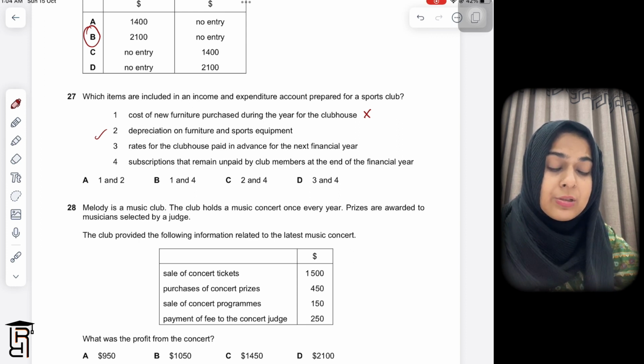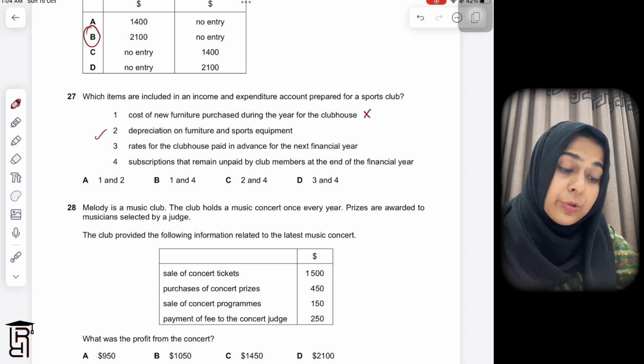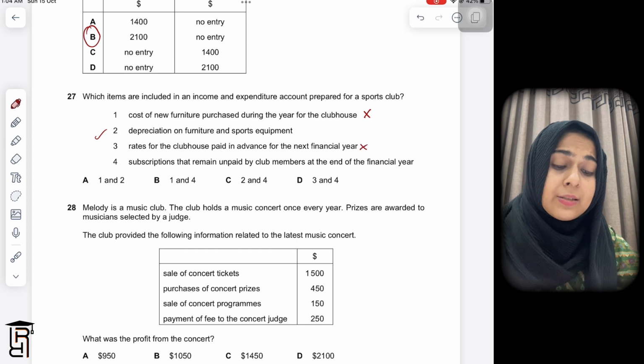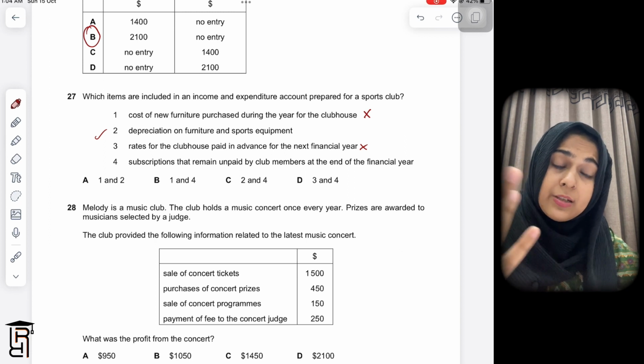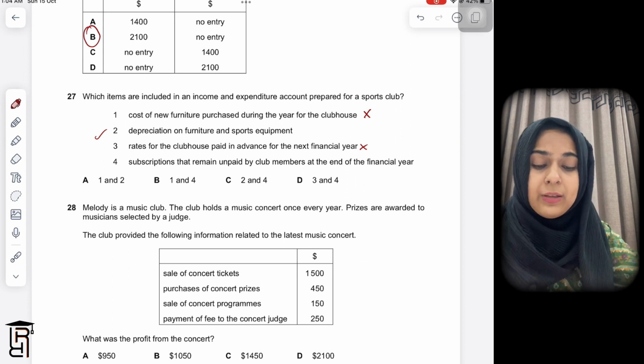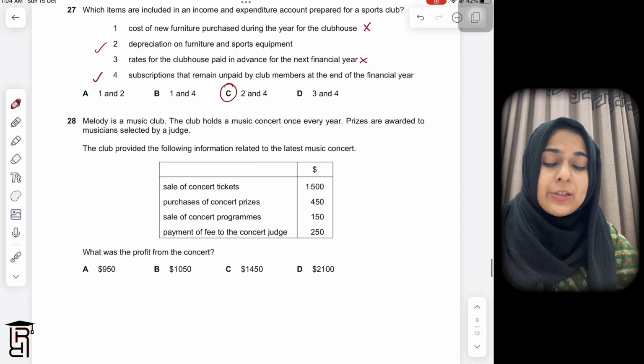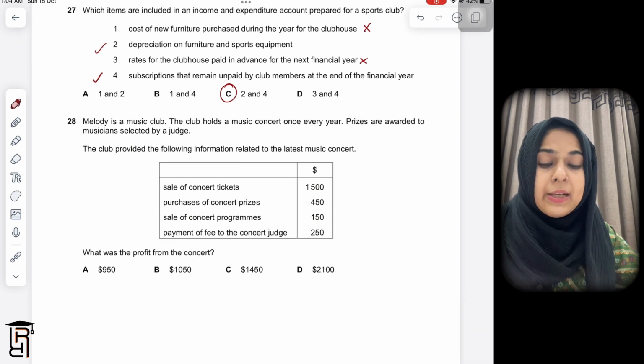Rates for the clubhouse paid in advance for the next financial year, paid in advance is always subtracted, so it's not included in the income and expenditure account. Subscriptions that remain unpaid by club members at the end of the financial year, owing is always added, whether it's an income or an expense. So subscription is an income, and when it's owing, that means you need to add it to the subscriptions that you have received during the year in your bank. So basically 2 and 4 should be your answer. So answer is C.